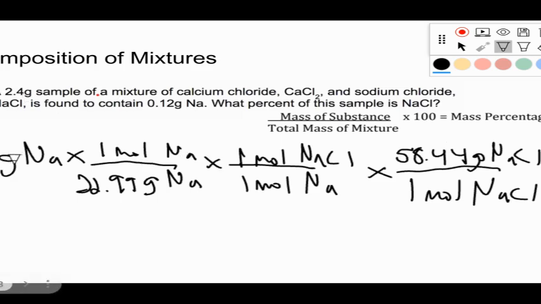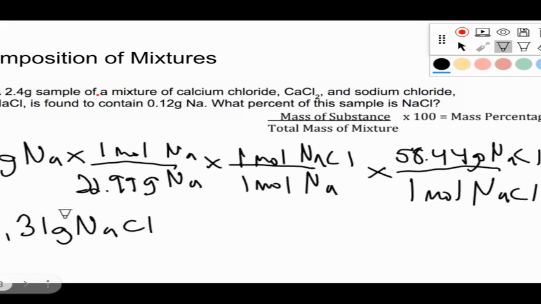So mathematically, I'm going to do 0.12 times 1 divided by 22.99 times 1 divided by 1 times 58.44 times 1. Again, there's lots of right ways you can put this in the calculator, but there's also wrong ways because your calculator works off of order of operations. So if you do not get the same answer that I am getting, it's because you're plugging it into your calculator wrong. I need to round to sig figs. This only has 2 sig figs. My calculator gives me 0.305, which is going to round to 0.31 grams of NaCl.